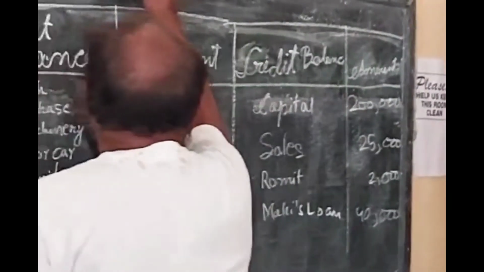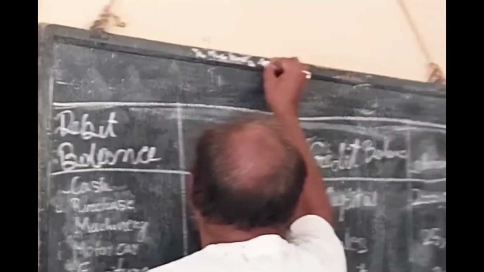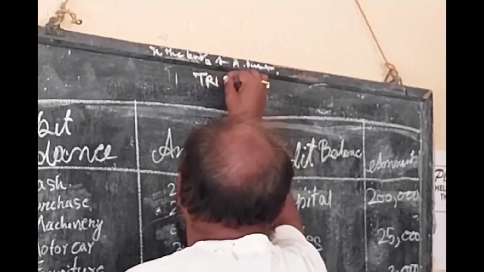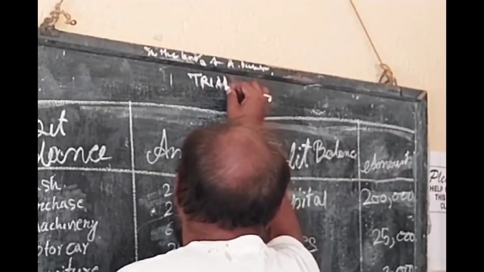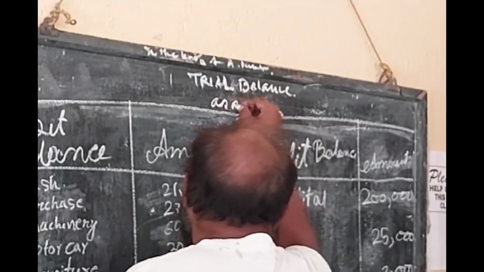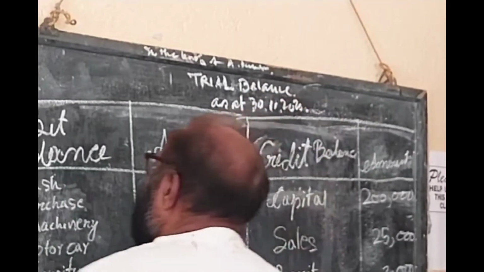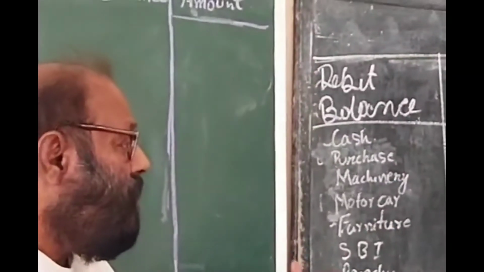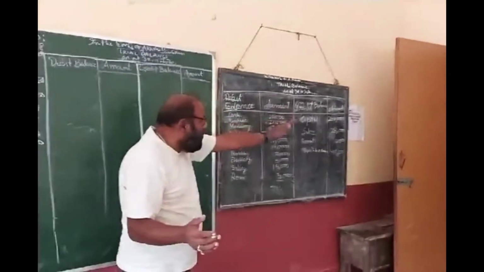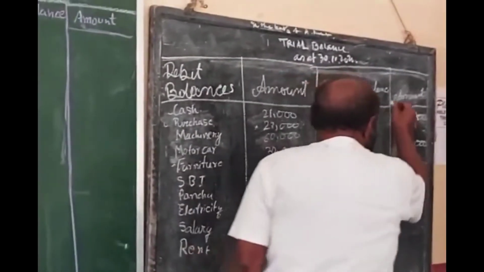Now what would we write? In the books of Akash Pansari, we should write trial balance, and it is prepared at a particular date. So it is as on 30th November 2020. Now I have already told you, and this has been done. There are two aspects: one is the debit aspect and the other is the credit aspect. So we have written debit balances and credit balances.